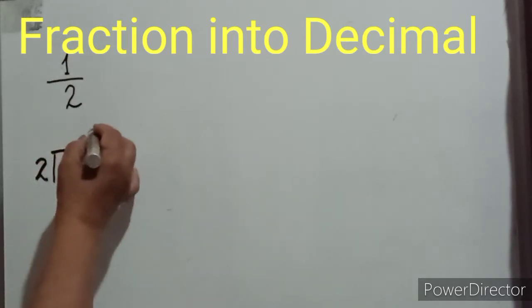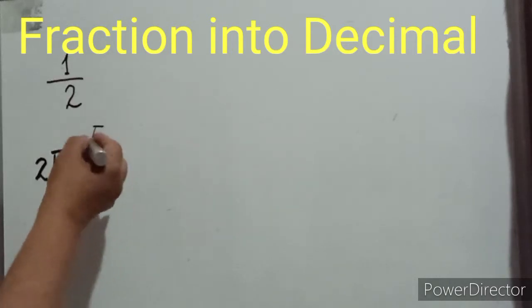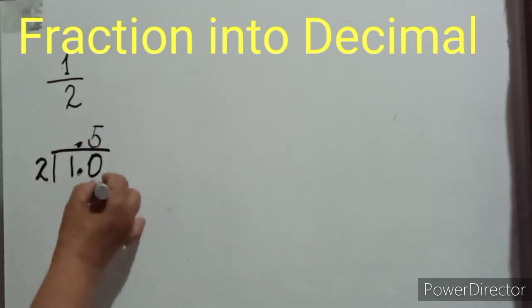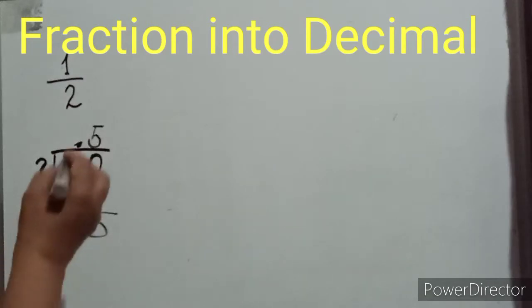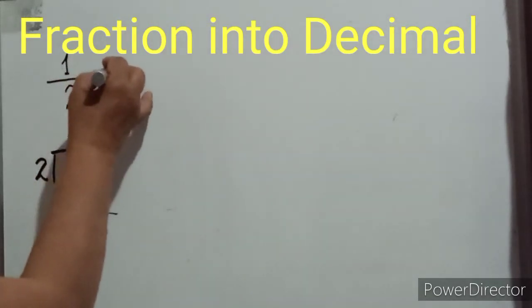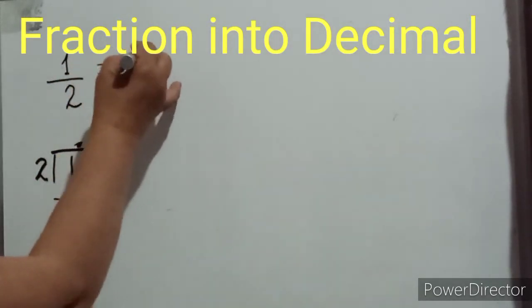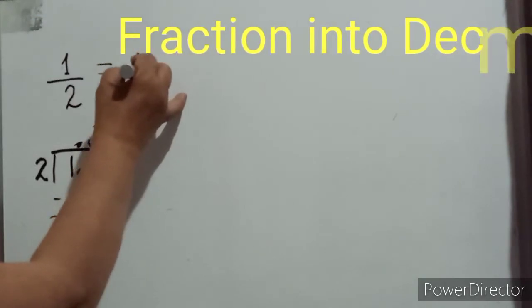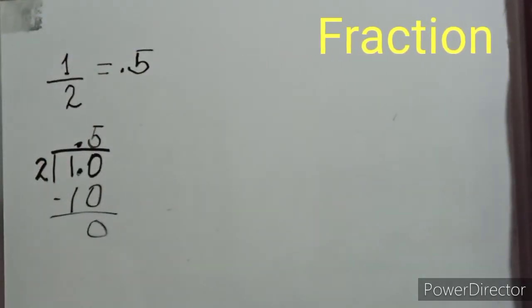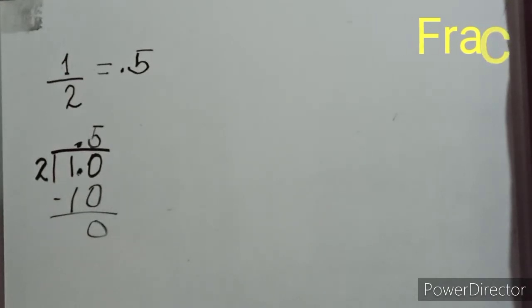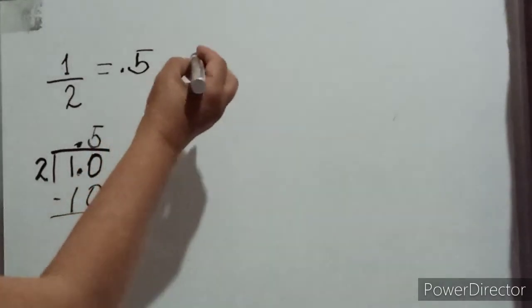And we know very well that 10 divided by 2 will give you 5. 5 times 2 is equal to 10. If we subtract, that is equal to 0, which would mean that 1/2 is equal to 0.5. It's 0.5. Okay, let's take another.